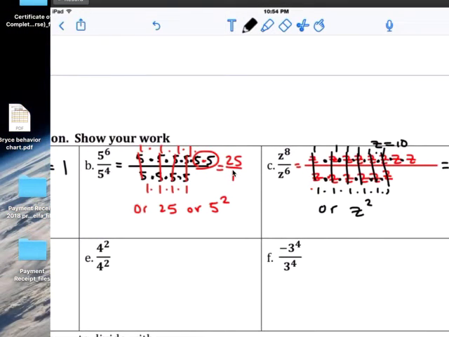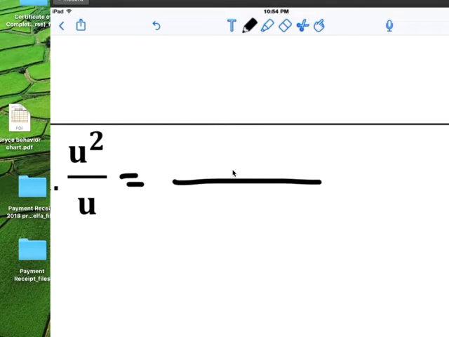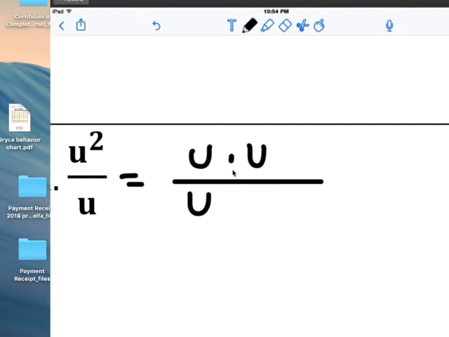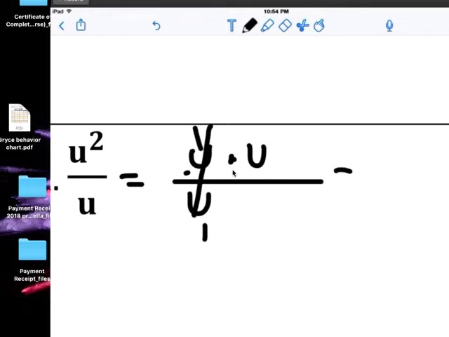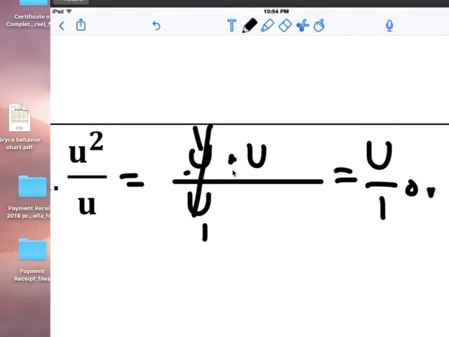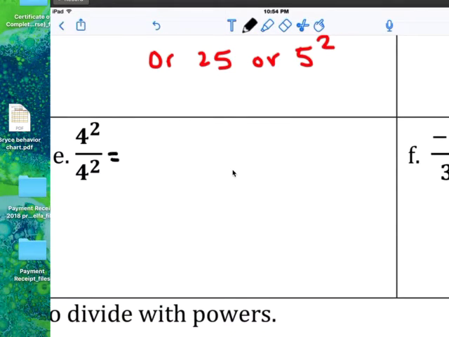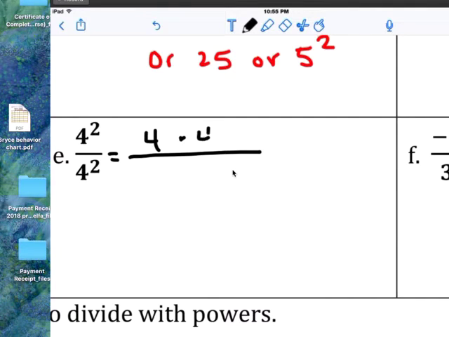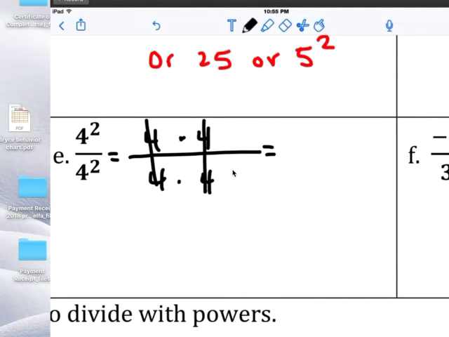Just like here. Any shortcuts so far? I'll do another one here. This is u times u over u. Let's say u is 8. 8 over 8 is 1. 1 times u is u over 1, or just u. U to the first power. Same thing here. If I have 4 times 4, 4 times 4. Well, you can look at it this way. 16 over 16 is 1, right? So 4 is 1, that's 1, 1 over 1, or just 1.